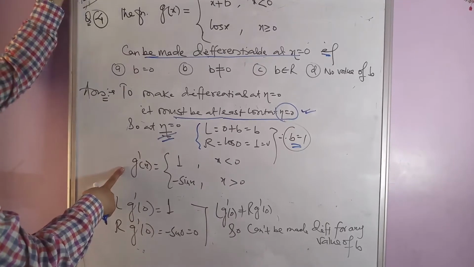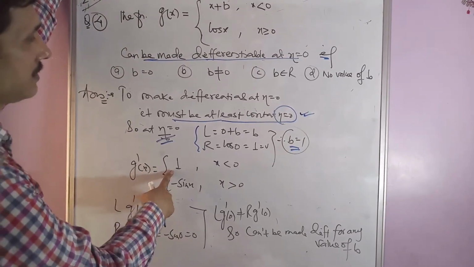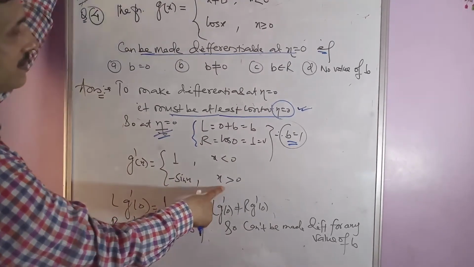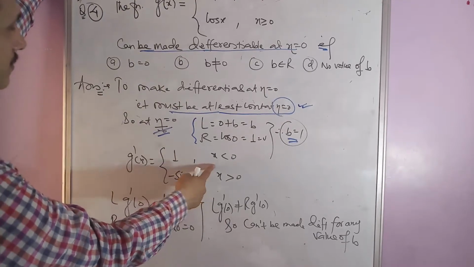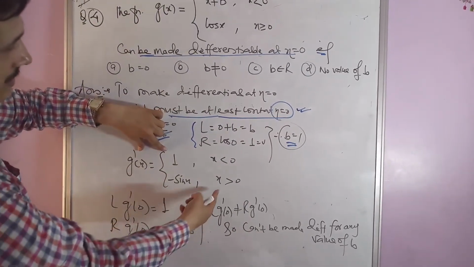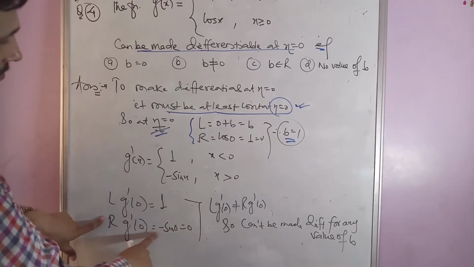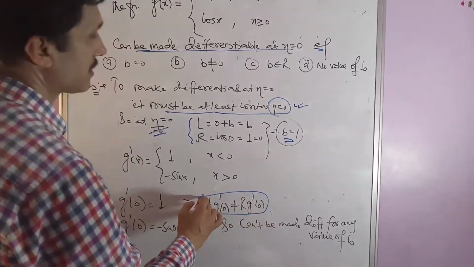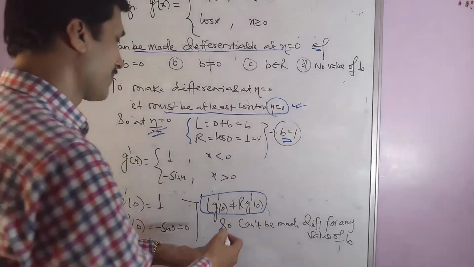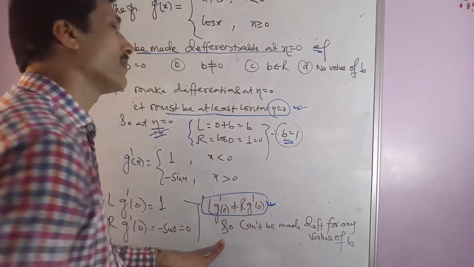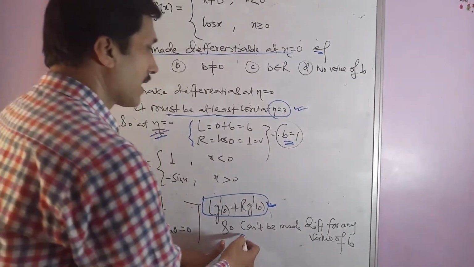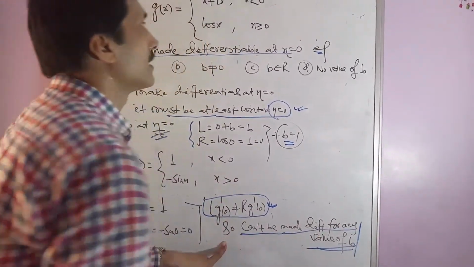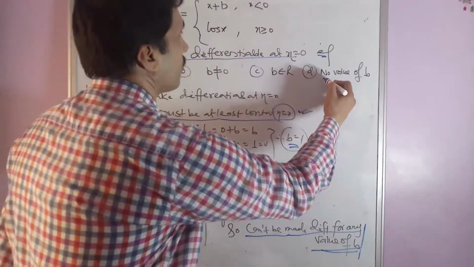Now differentiating both sides, g dash x is 1 when x is less than 0 and minus sin x when x is greater than 0. First, the left hand derivative at 0 is obviously 1, and the right hand derivative at 0, R g dash 0, is minus sin 0, that is 0. Here L g dash 0 is not equal to R g dash 0, so the function is not differentiable at x equal to 0. So it cannot be made differentiable for any value of b. Our answer is no value of b.